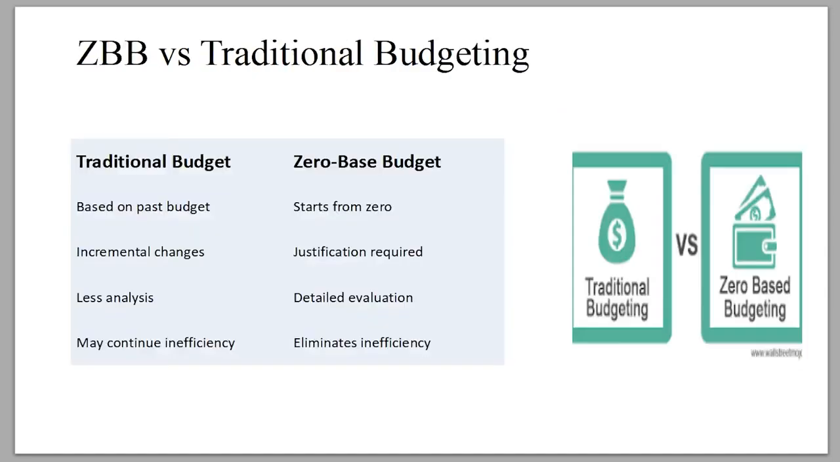Let us quickly compare traditional budgeting and zero based budgeting. Traditional budgeting is based on past year, incremental changes, less analysis. But in the case of zero based budgeting, it starts from zero, full justification required, detailed evaluation. Which one is better? Depends on the situation. But for cost control, zero based budgeting is stronger.